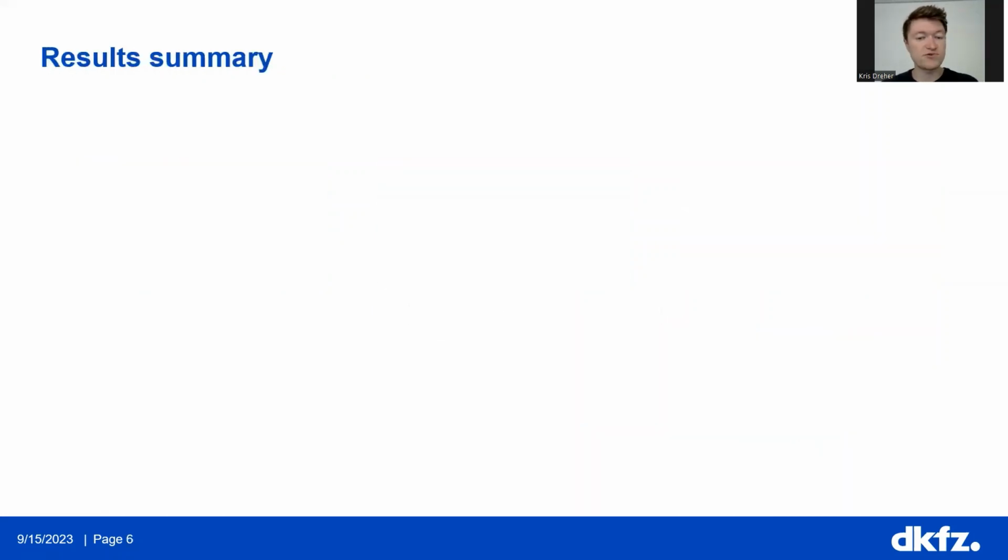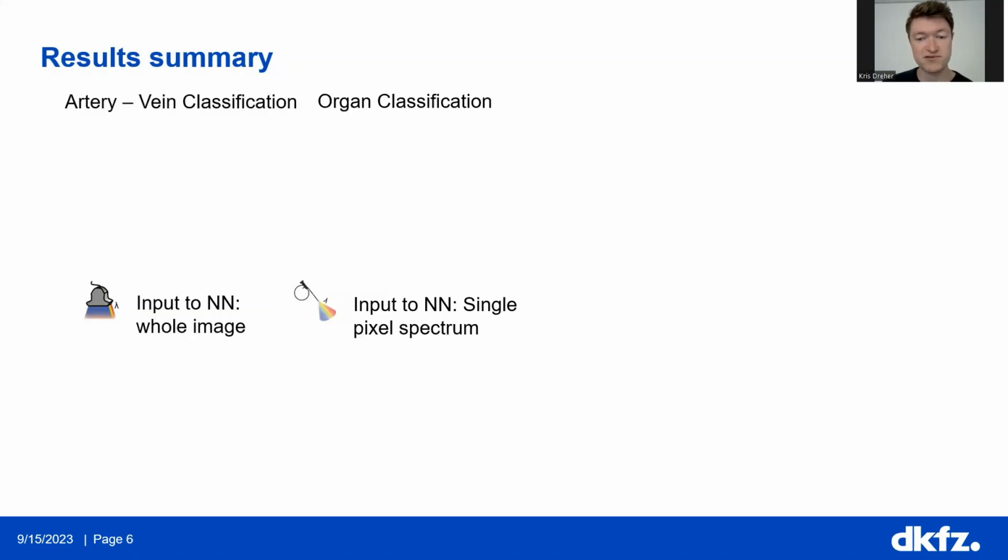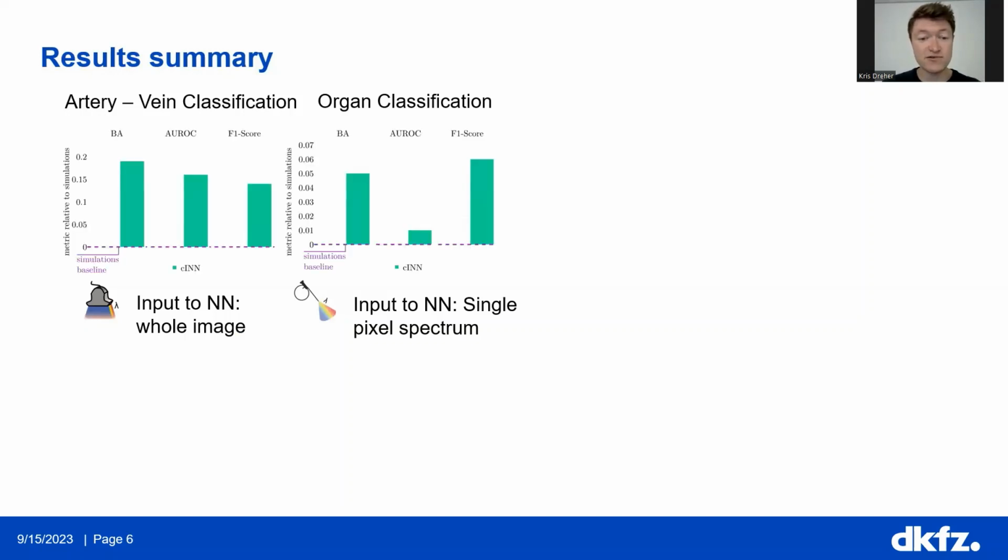So does this increased visual realism also help us with our downstream task of classifying vessels for photoacoustic tomography, where we input the whole image to the neural network, as well as for organ classification and hyperspectral imaging, where we input only a single pixel spectrum? Yes, it does. And this holds true for both imaging modalities. We can also see a benefit compared to the widely used baseline method, UNIT, which is based on CycleGANs.